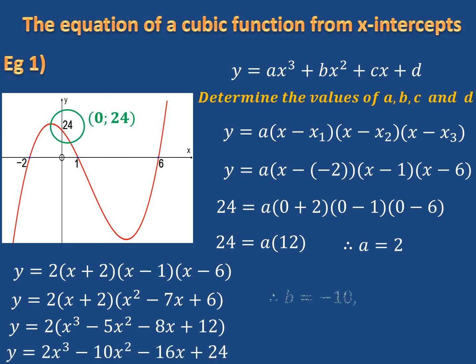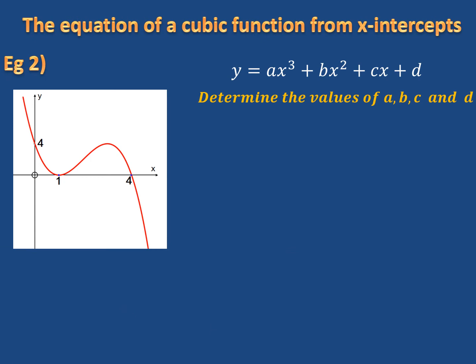So you end up with a b value of minus 10, a c value of minus 16, and a d value of 24. Now just remember, right from the start, we could have said that the d value is 24 because it's the y-intercept, but it is best to go through the whole process as we have done with this example.